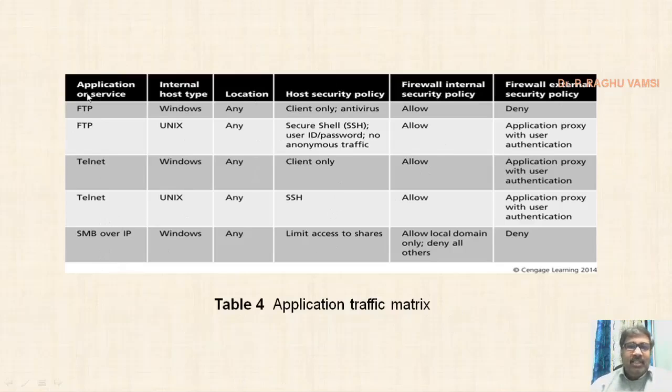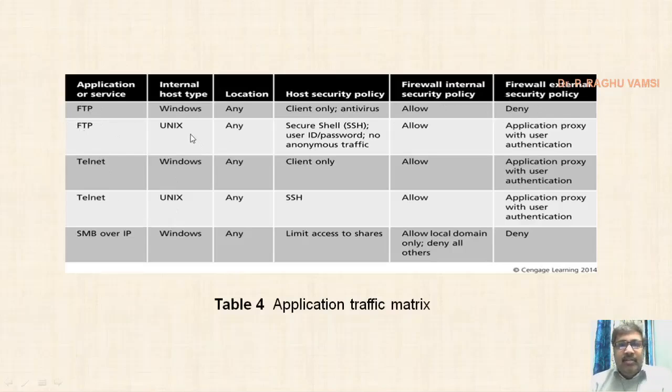That means this application, FTP, is there. Internal host type is Windows, and location is any location. You can place it at any location. Host security policy is client only, which is antivirus, so at the host level you will place an antivirus and try to detect threats. Firewall internal security policy is allowed, and firewall external security policy is denied. That means you are going to allow this FTP access via Windows, but from external, that is outside of the network, you are not allowing this FTP service to be utilized.